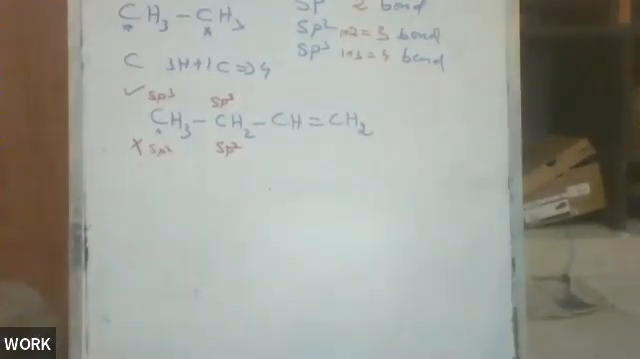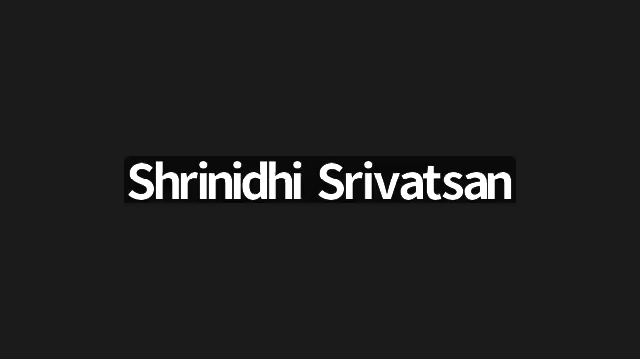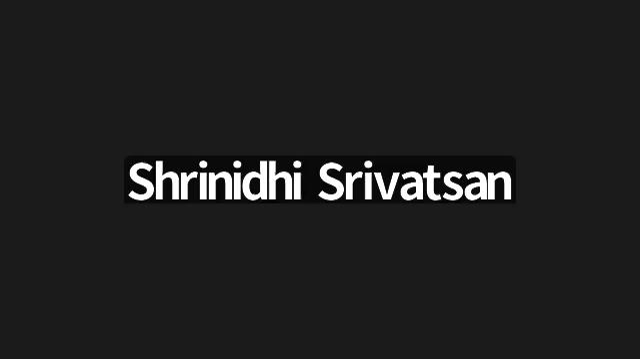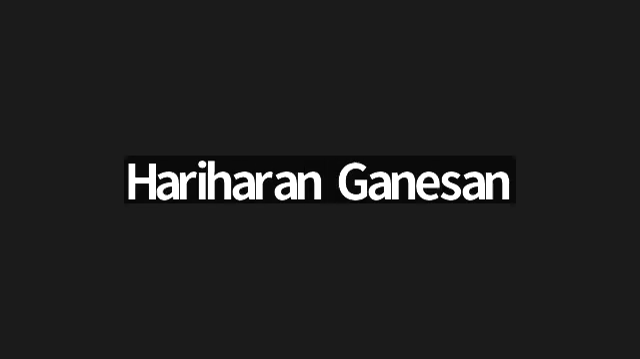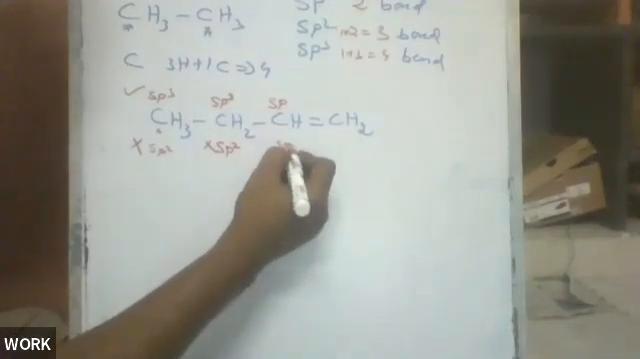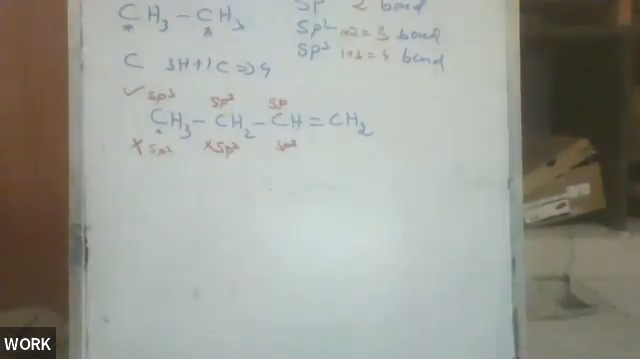Sir, SP3. Why is it sp3? Sir, because it has 4 bonds in total: hydrogen and 2 carbon. And what about this? SP3 only, sir. Why is it sp3? Because there are 4 bonds in total.